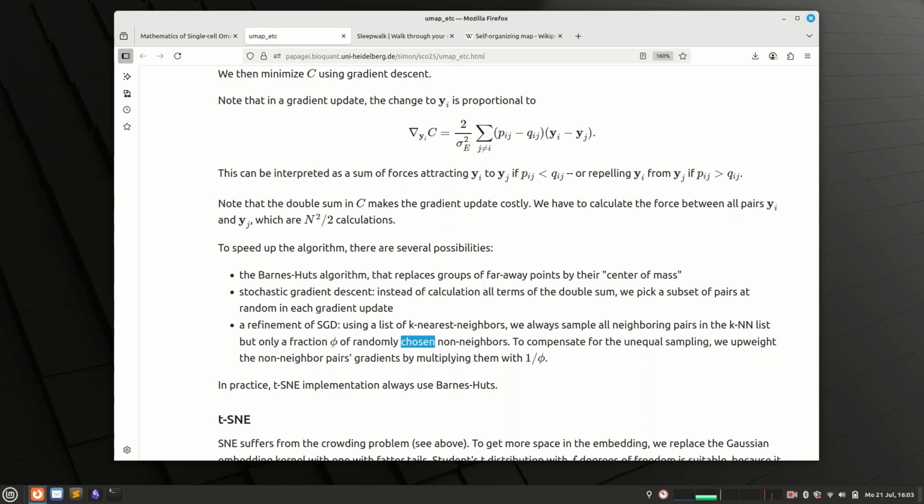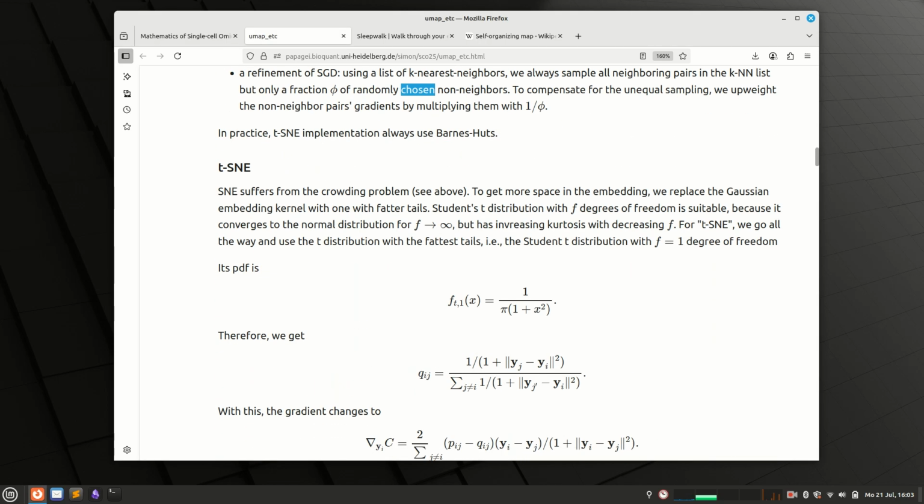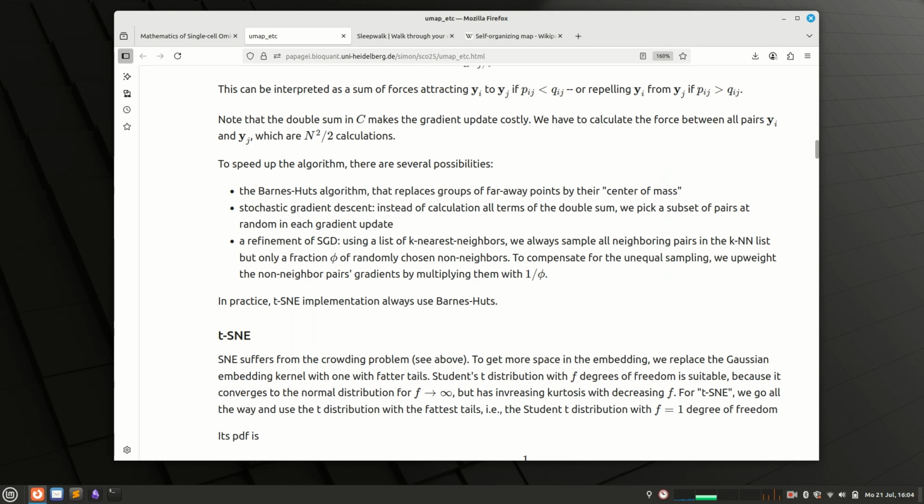But in any case, for those which are far away, we can just replace individual points by some sample, and that's another way of getting rid of this quadratic scaling. Now, the SNE algorithm didn't really take off because in practice it didn't work that well.